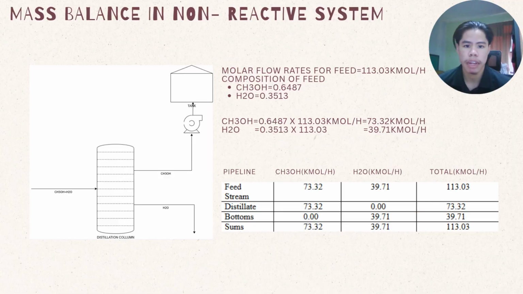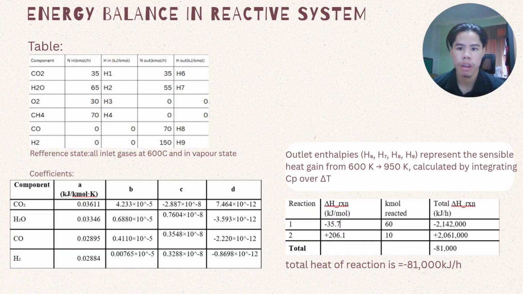For the mass balance in the non-reactive system, the molar flow rate for the feed is 113.03 kilomole per hour. All the methanol will go to the top product, and all the water will go to the bottom product. So the top product will get 70.32 kilomole per hour, and the bottom product will get 39.71 kilomole per hour. So here is our energy balance in the reactive system.